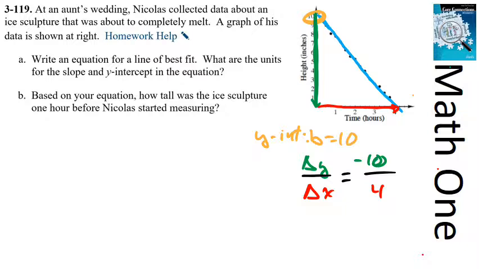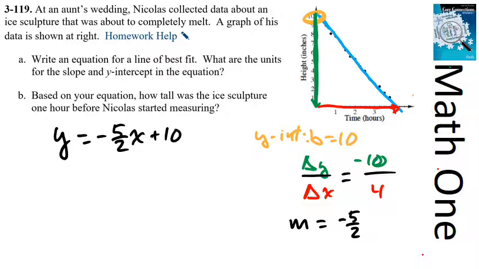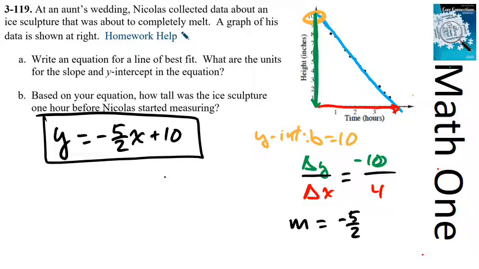So I could reduce that slope, and let's write that as our other parameter. Our slope m is -10 fourths, which is equivalent to -5 halves. So overall, it's going down 5 inches for every 2 hours. With that, because we have our two parameters, we could clearly write the equation of our line. Our line is y equals -5 halves, it shrinks 5 inches every 2 hours, times x, and then plus 10.